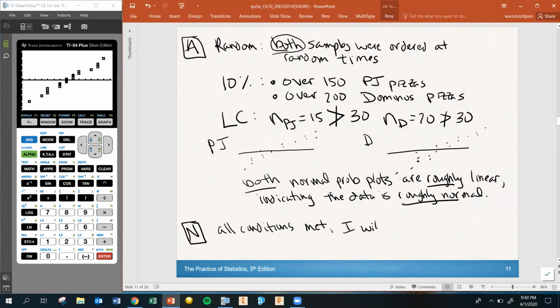So I will do, and here comes the name, a 2-sample t-test. I'm doing a 2-sample t-test, and I'm doing it for the difference between the mean of Papa John's fat and the mean of Domino's fat. So that takes us through PHAN. That's half of the test.